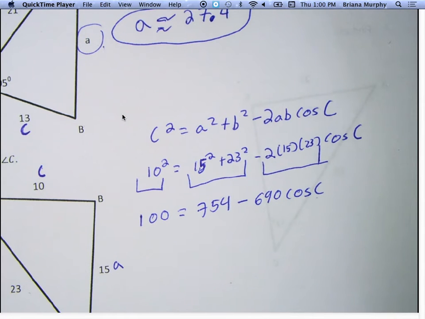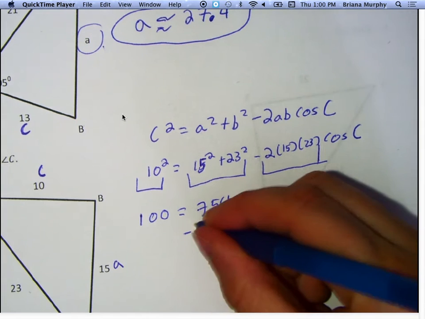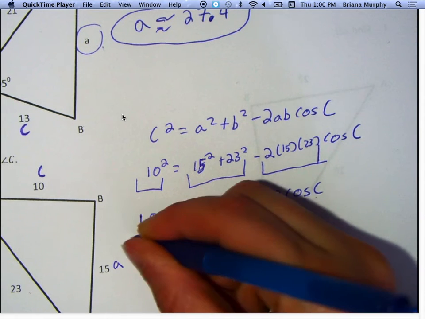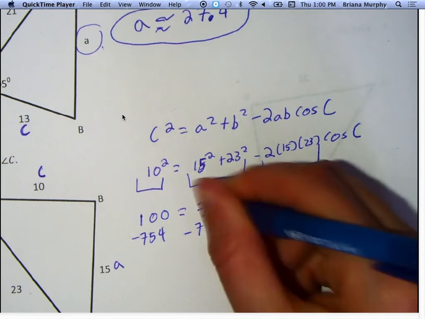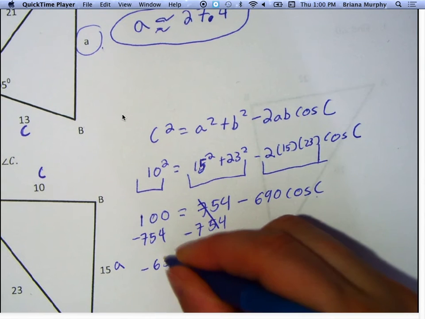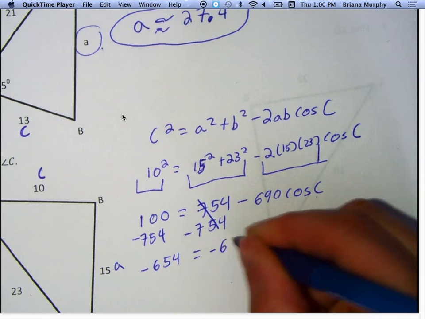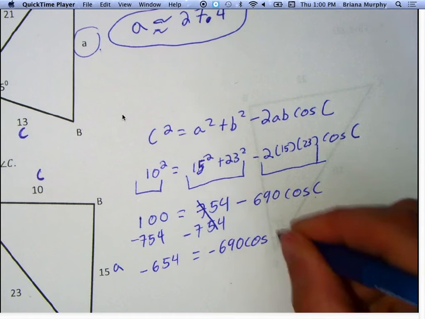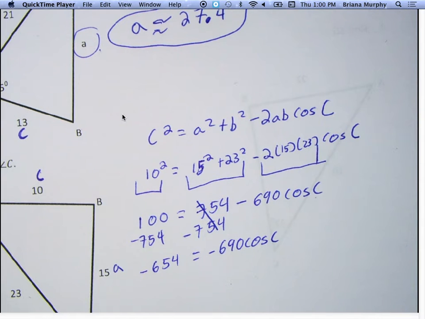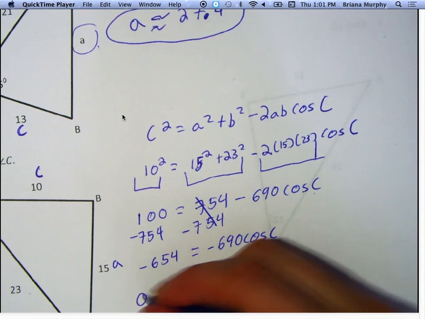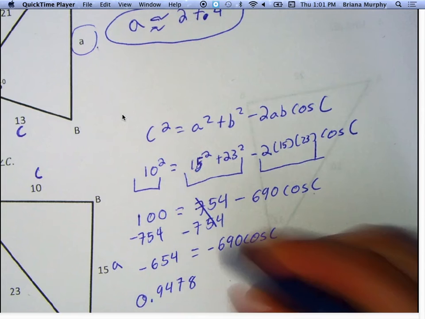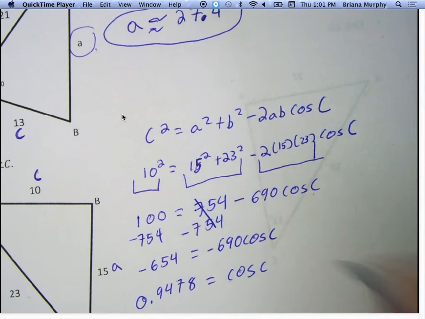So what am I going to do now in order to get c by itself? What's my first step? Subtract 754. Subtract 754 from both sides. And I get negative 654 equals negative 690 cosine c. And then I'm going to divide negative 654 by negative 690. And I'm going to get 0.9478 equals cosine c. And then I'm going to do what?